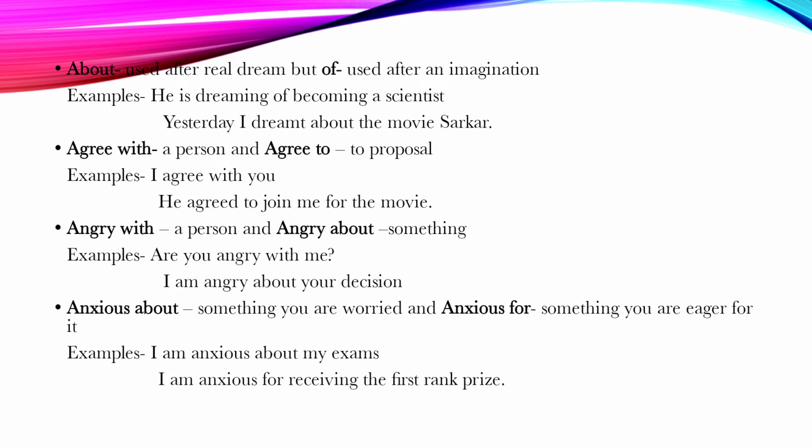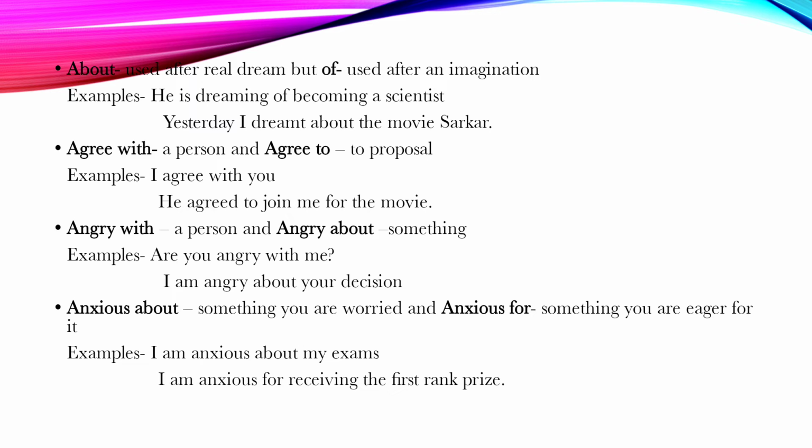But consider the sentence: Yesterday I dreamed about the movie Sarkar. What is it? Actually, there is a movie Sarkar. I watched it yesterday and I dreamed about that movie Sarkar. So it's a real dream. I hope you understand the concept. About is used after real and of is used after imagination.